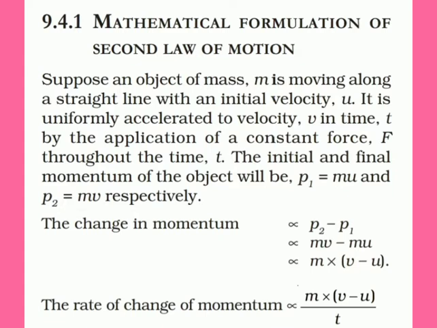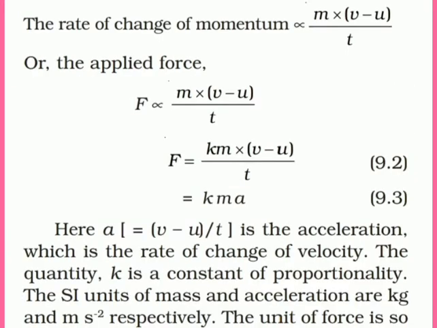M is taken out from the equation, then we get m into (v minus u). The rate of change of momentum means the time taken to change the momentum of the body, which is equal to m into (v minus u) by t. T is the time taken to change initial velocity to final velocity.